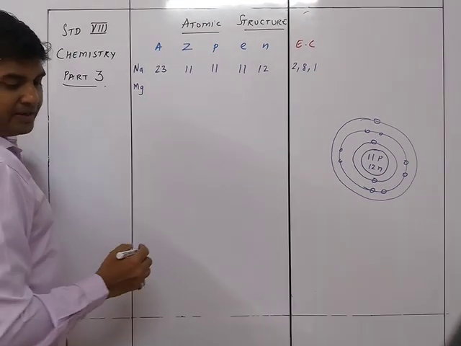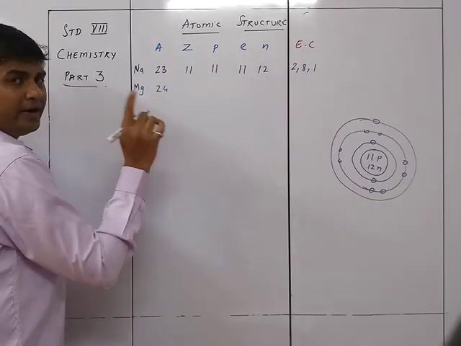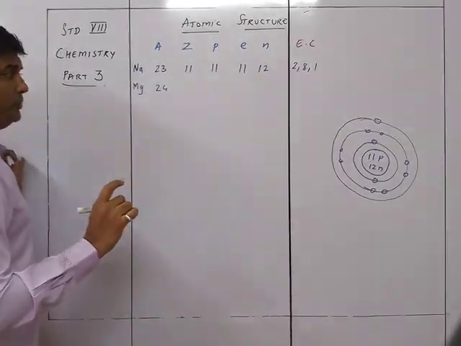Magnesium. The mass of magnesium is 24. You don't need to remember the masses. Masses will be given to you. Don't worry.